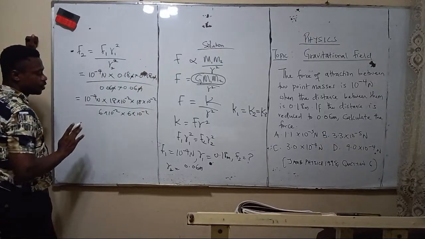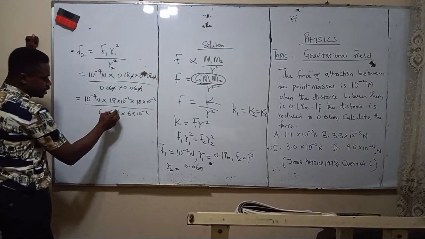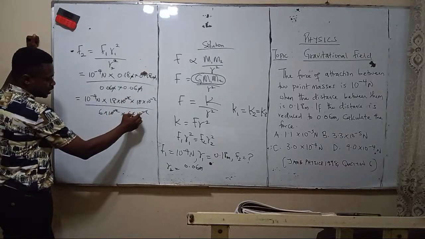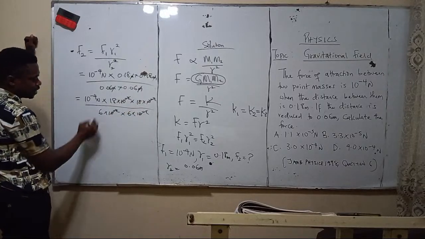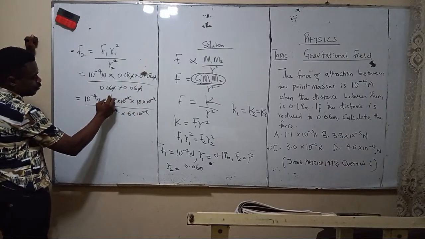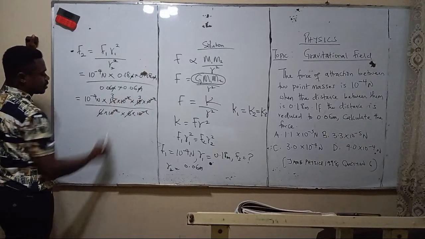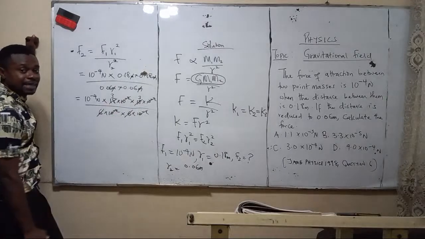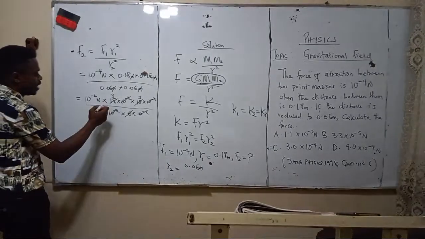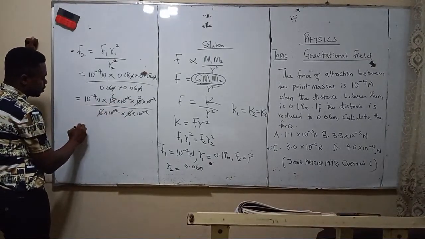So we have found something new now. This will cancel this. This will cancel this. We are left with this. 6 will divide 18, 3. 3 times 3 is 9. So we have 9 times 3 power minus 4.